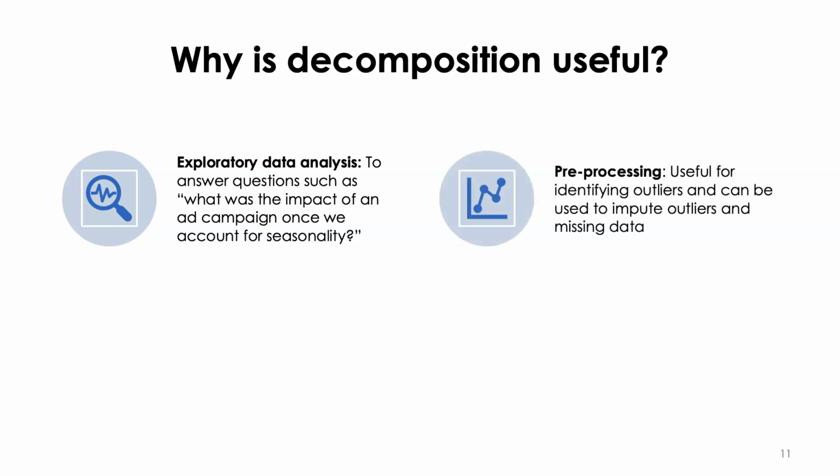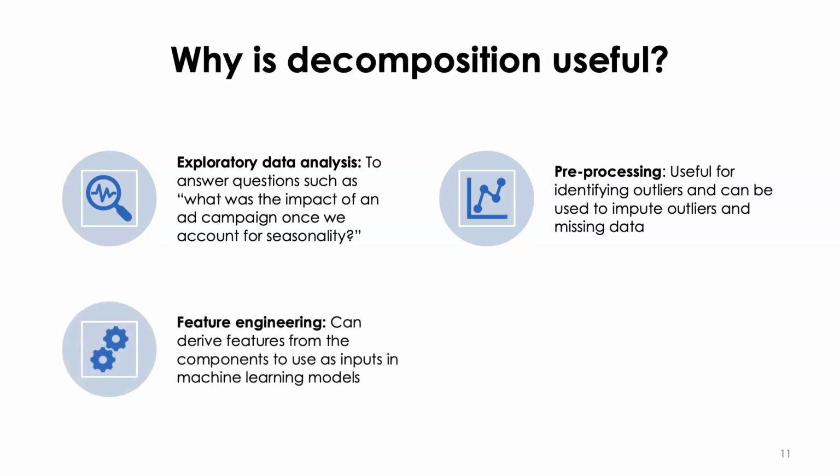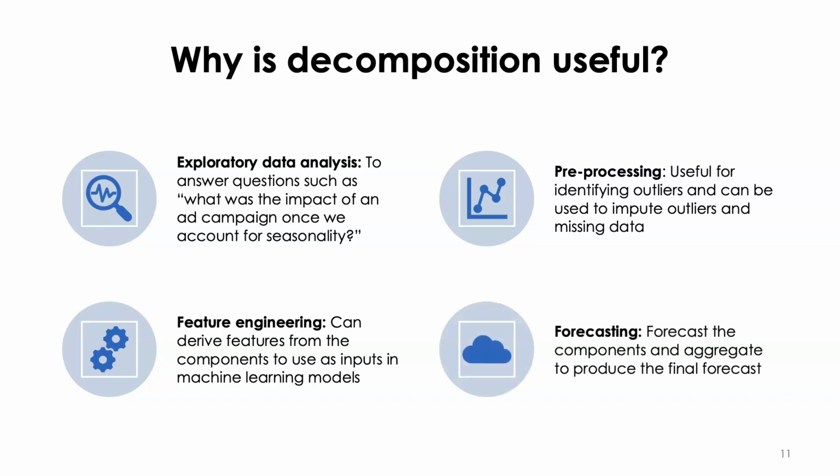We can also use time series decomposition methods to pre-process the data. For example, we can identify outliers and impute those outliers and missing data using time series decomposition techniques. There is also an application in feature engineering. We can derive features from the individual components that we extract and use them as inputs into machine learning models. And we can also use those components for forecasting. It's a typical application where the individual components, for example the trend, is forecasted out and the seasonal component simply repeated, and these are then aggregated to produce a final forecast.